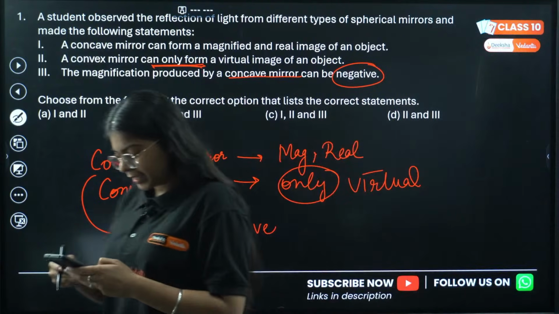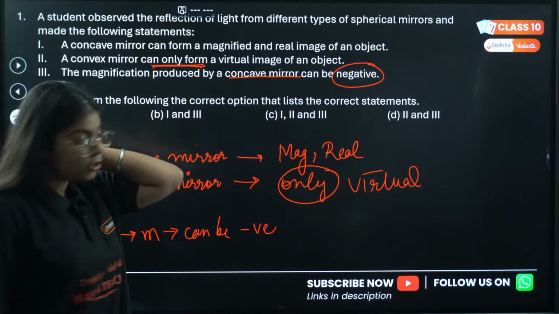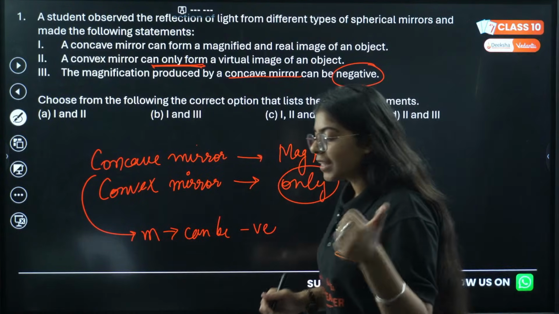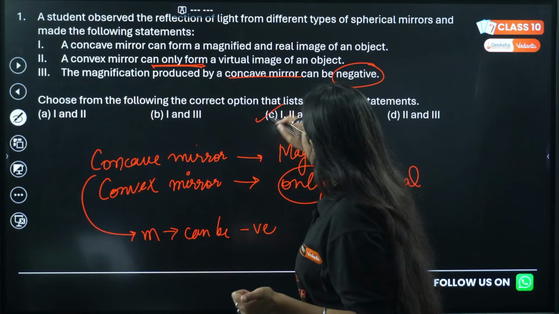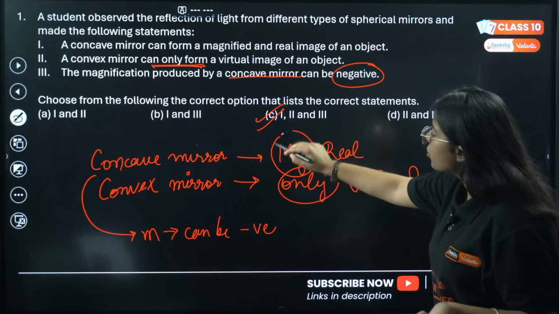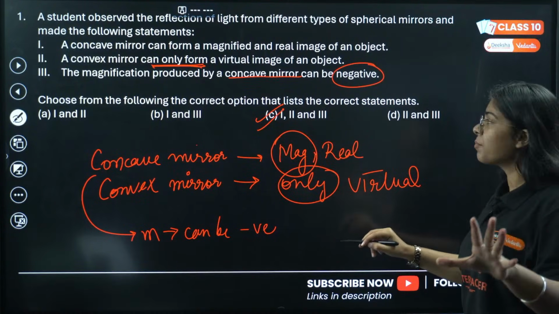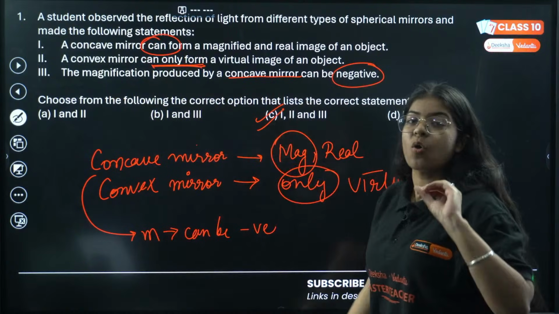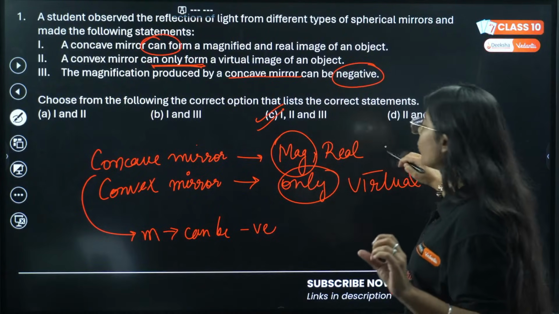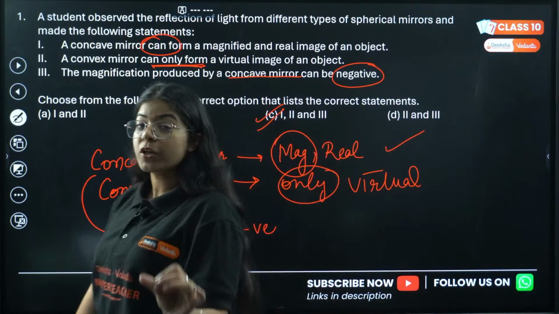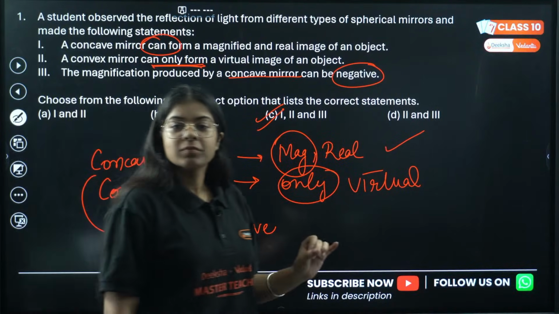Option C, and Trev is also saying all true. Option C. Okay, correct. Everyone is correct. Option C is the correct answer. We know a concave mirror can produce magnified as well as diminished images, but here it says can form. It doesn't say only, so it is true. A convex mirror, however, only forms a virtual and erect image. Correct.